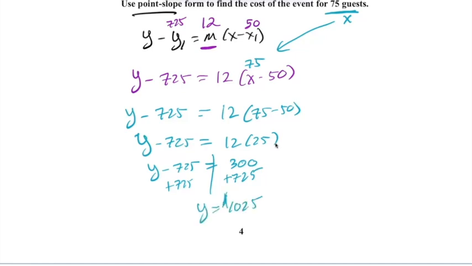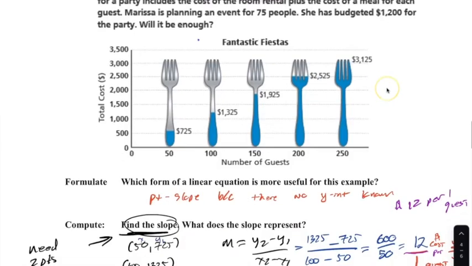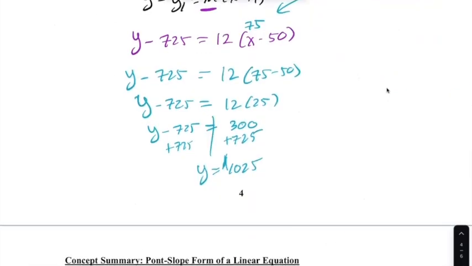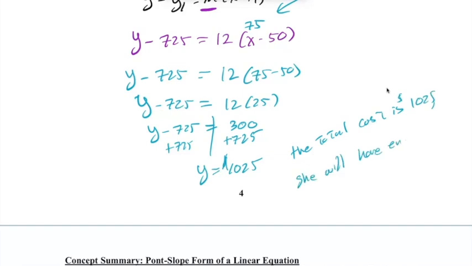So that's the cost for 75 guests. How much does she budget? $1,200. So she's going to make it. She has budgeted the right amount. The total cost is $1,025. So she will have enough money with some to spare. So that's the lesson.